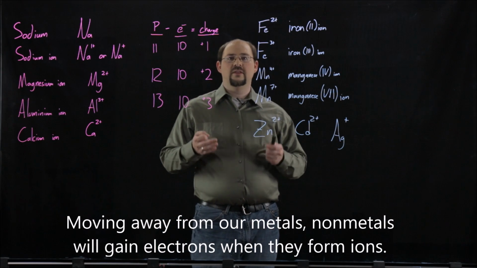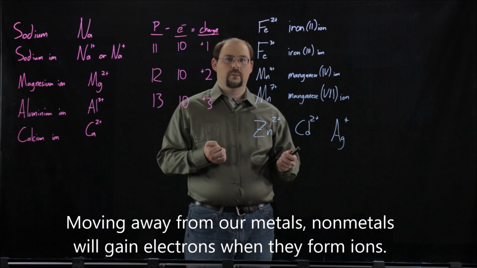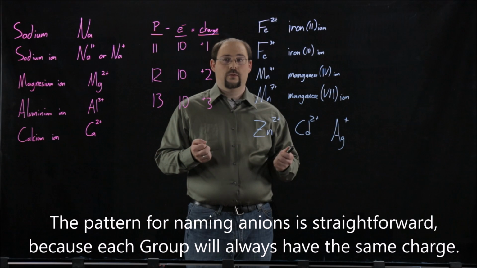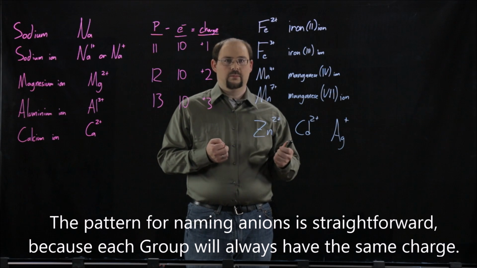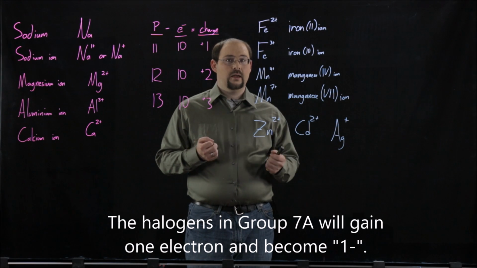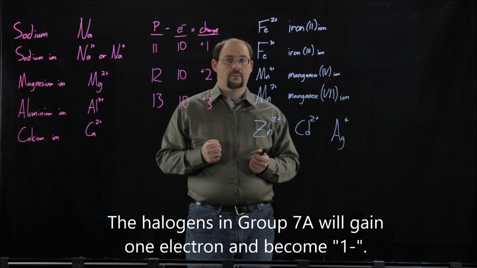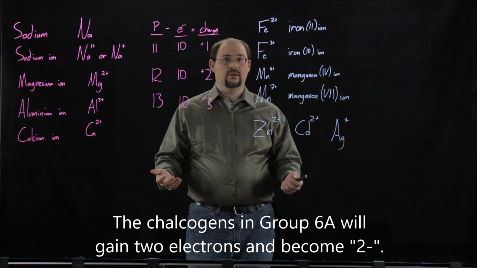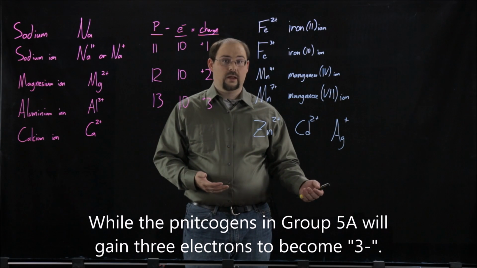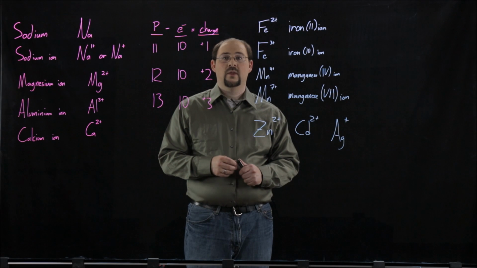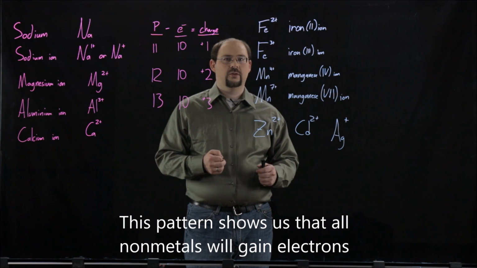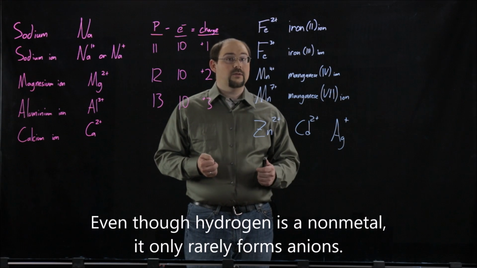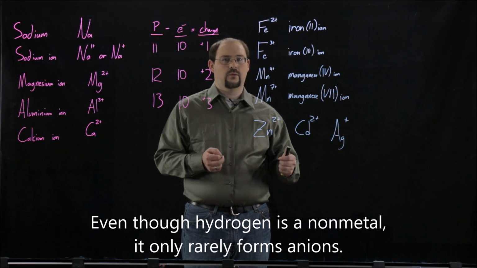Moving away from our metals, nonmetals will actually gain electrons when they form ions. This is going to give us our anions. The pattern for naming anions is straightforward because each group will always have the same charge. The halogens in group 7A will gain 1 electron and become 1-. The chalcogens in group 6A will gain 2 electrons and become 2-, while the pnictogens in group 5A will gain 3 electrons and become 3-. This pattern shows us that all nonmetals will gain electrons until they have the same number as the next noble gas.